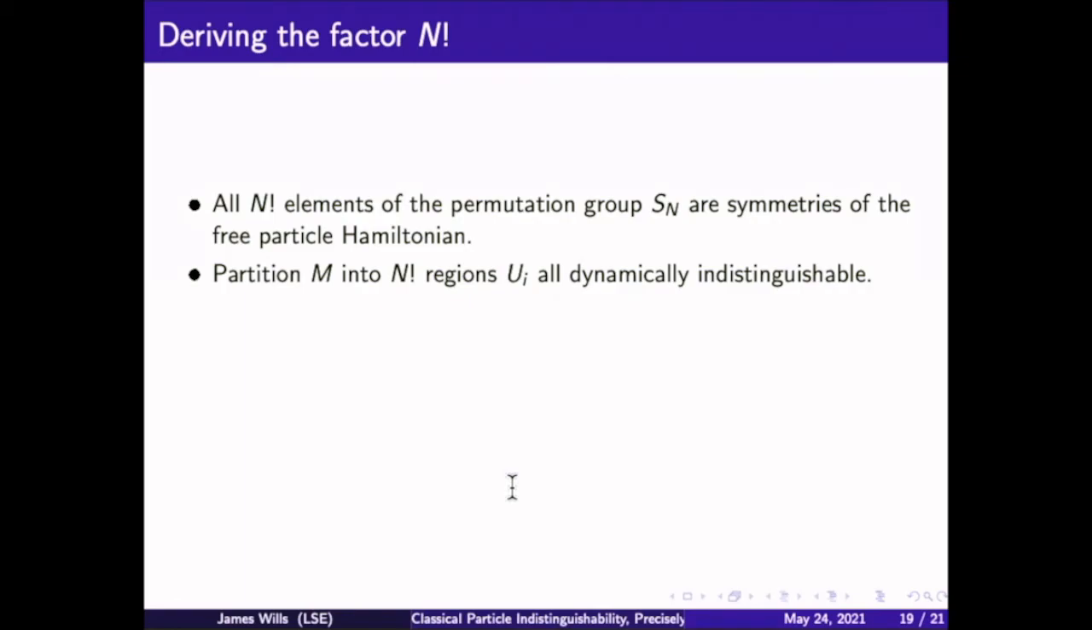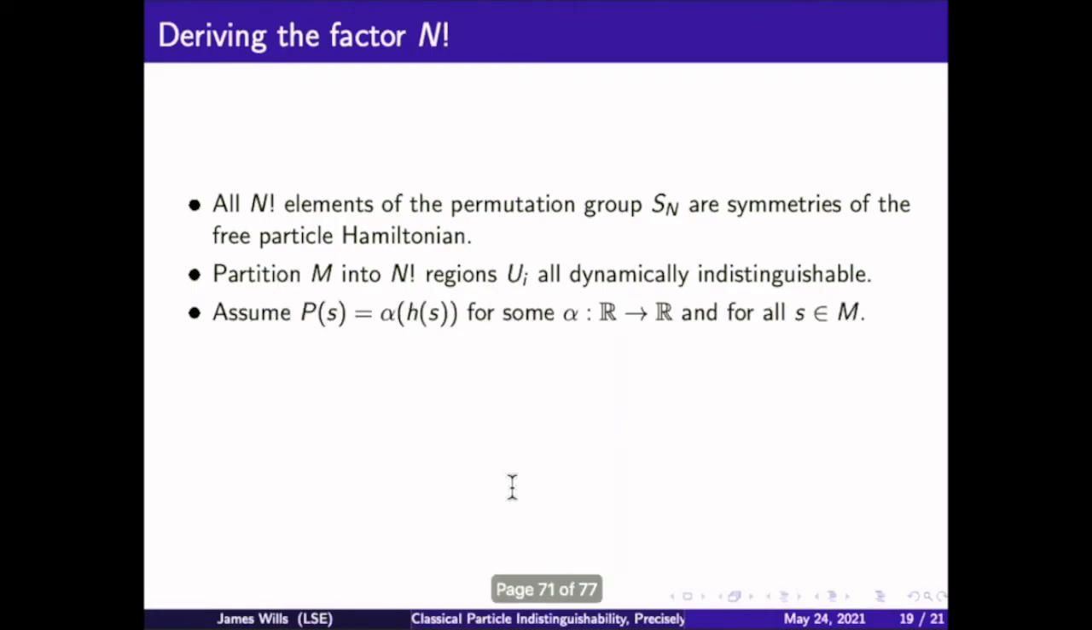And if we take little regions around those points, then we can say, well, we've now got N factorial regions which are all disjoint, but jointly cover M. We also have to assume that P, as defined earlier, is some function of the Hamiltonian. The importance in doing this is that P then inherits all the permutation symmetry of H.